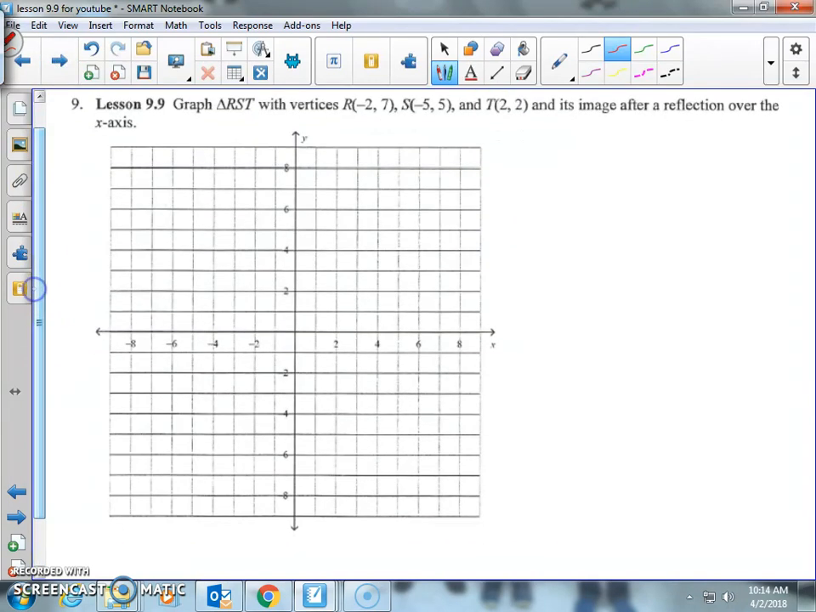Alright, this one's a little bigger. First we got to start by drawing the triangle RST. It says R is at negative 2, 7. So here's point R. It says point S is at negative 5, 5. And point T is way over here. And let's connect the dots. Try to use a straight line the best you can. Alright, I've got triangle RST.